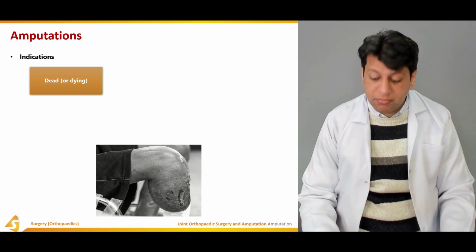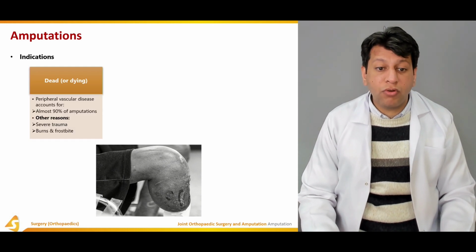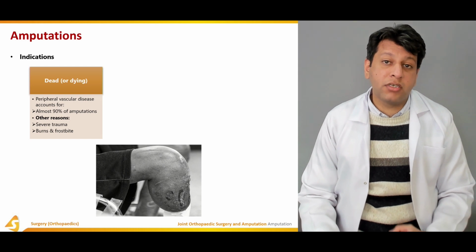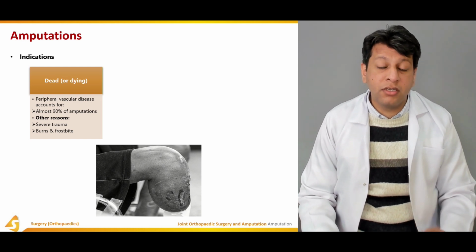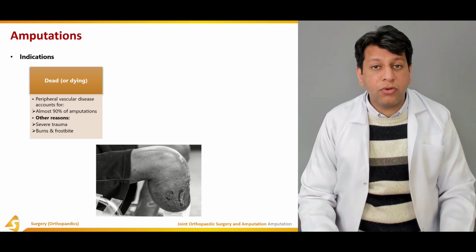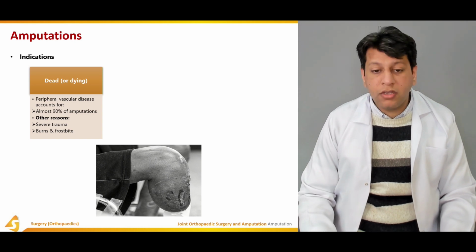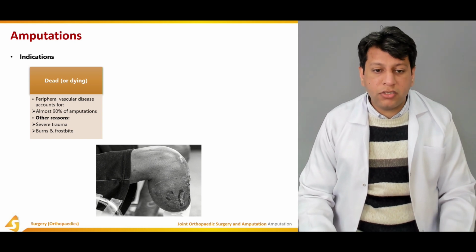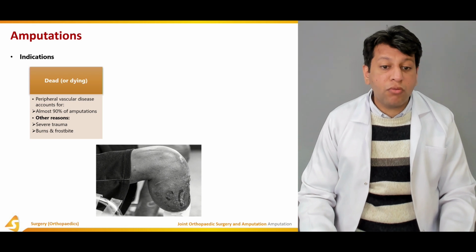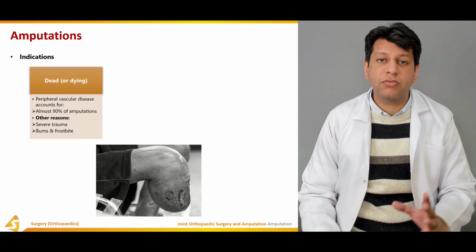Dead or dying limb. For example, there is a peripheral vascular disease, which accounts for almost 90% of the amputations. A patient has Buerger's disease, a patient has diabetic nephropathy along with diabetic polyneuropathy. This may be resulting in increased incidence of amputations. Why? Because they usually have a severe trauma, burns, and frostbite is usually the classical indication.